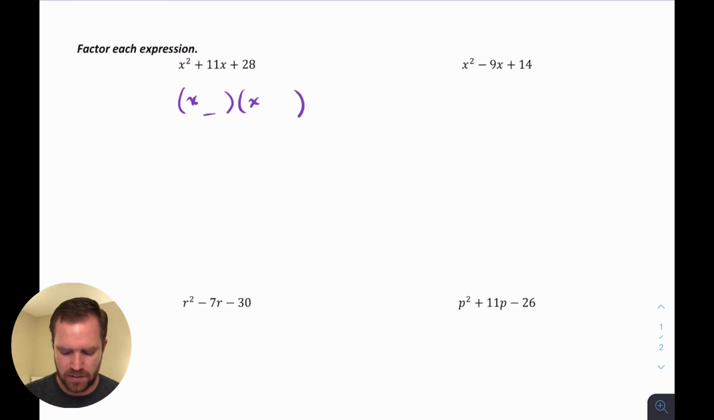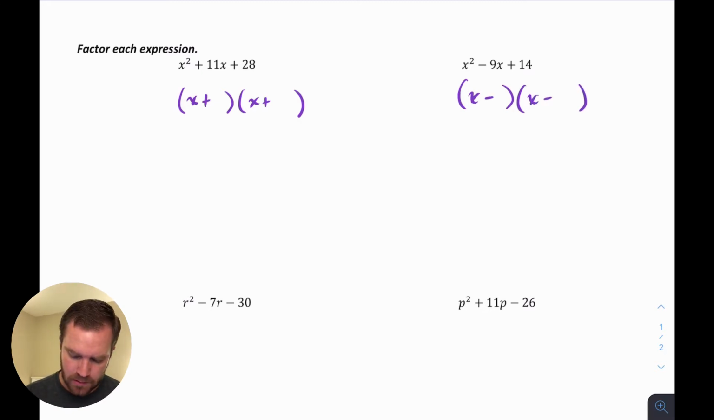So if the back sign is positive, that means we're either going to have two positive numbers, right? So we'll either have a plus and a plus, or we'll have a minus and a minus. And that depends on this middle sign. So if this sign is positive, that tells us we have a plus and a plus. If it was negative, we would have a minus and a minus. So in this situation, we're going to have something like x minus and x minus. So now we have to figure out what the other two numbers are, what goes here and what goes here.